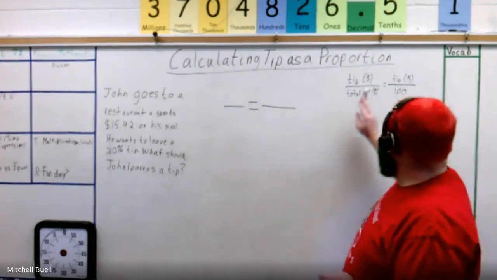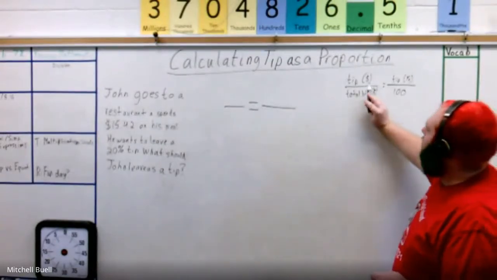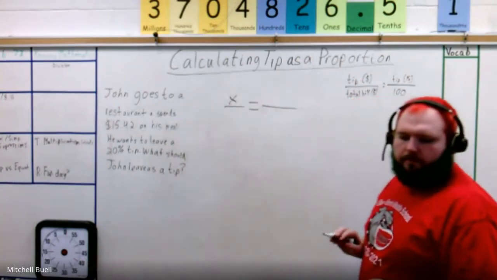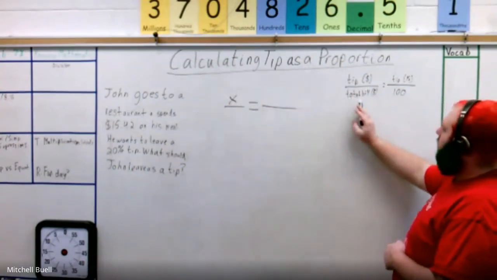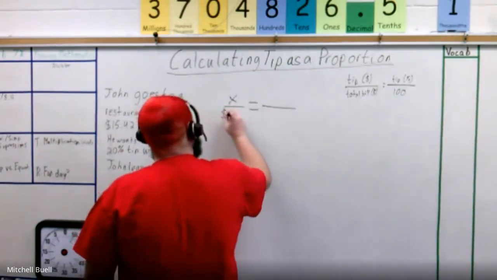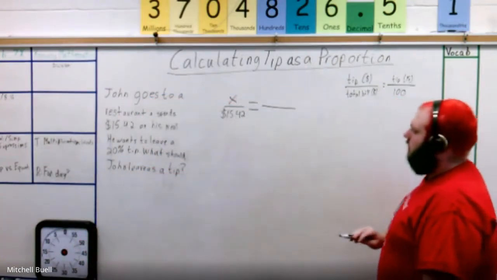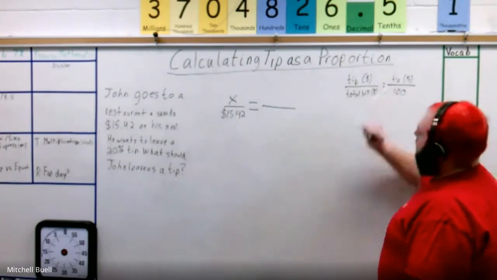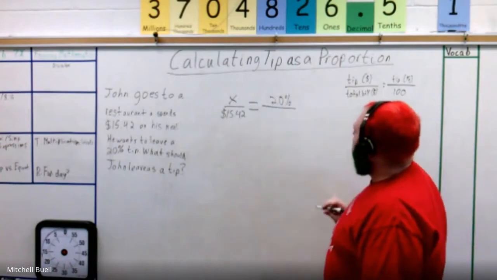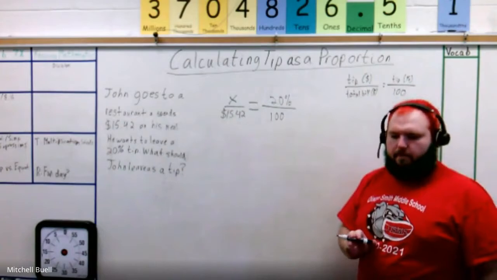Now, I don't know how much this tip amount is going to be. So what I'm going to do is I'm going to put an X there as my variable. I do know how much John's total bill is. So I'm going to put $15.42. I do know how much of a tip he wants to leave, so I'm going to put 20%, and then my 100 is a given.